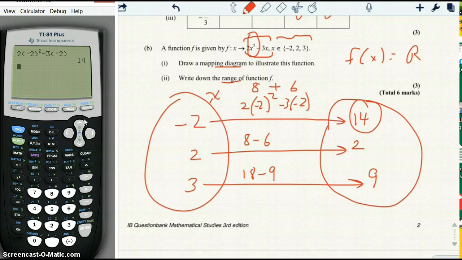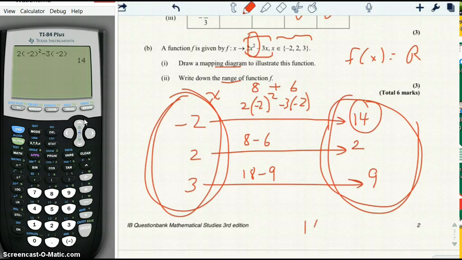To give you an example, if you put 1 in there, well, I'm sorry, forget what I said. In this case, the domain is negative 2, 2 and 3. So the range here is only 14, 2, and 9. I thought they were asking something much more complicated. Forget what I said. So the range would be 14, 2, 9. And then we're done.